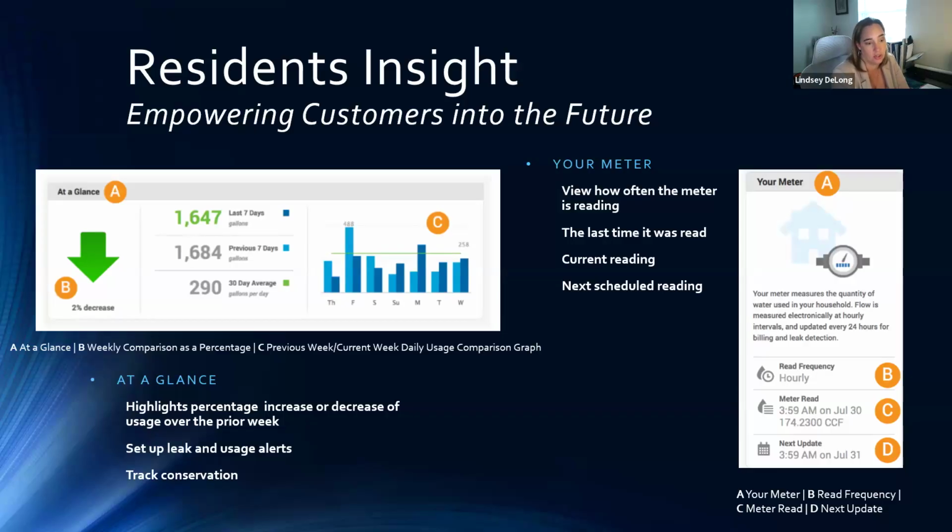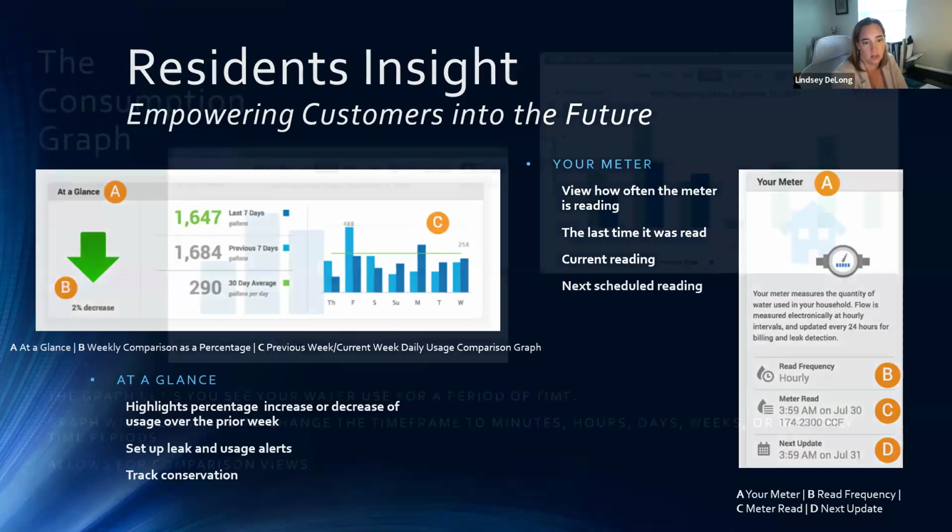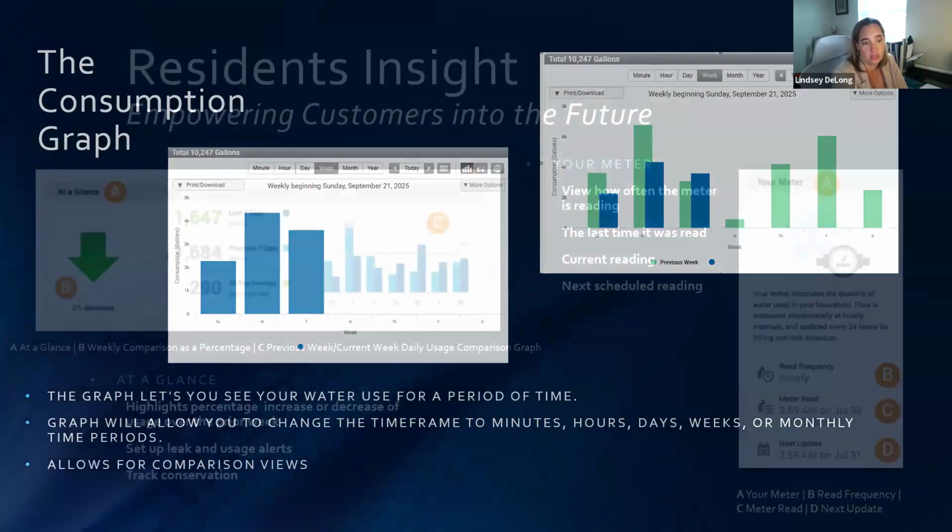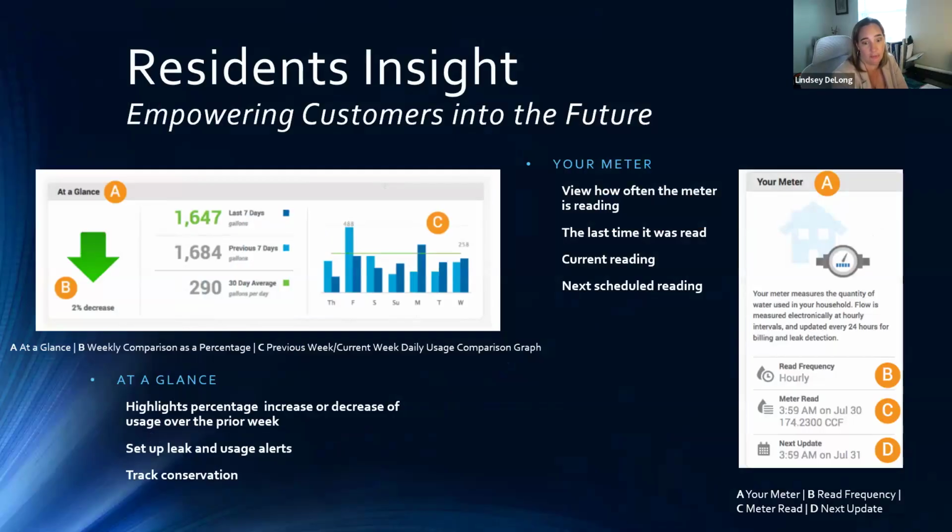So at a glance, you have the highlights of the percentages with the increase and decrease of their usage over the prior weeks. And you can also see the conservation where you can track. So this is where I had mentioned earlier the comparison. Your meter also shows how frequently it's read, as well as the actual meter read, and then the next time it's going to read and pick up on that endpoint.